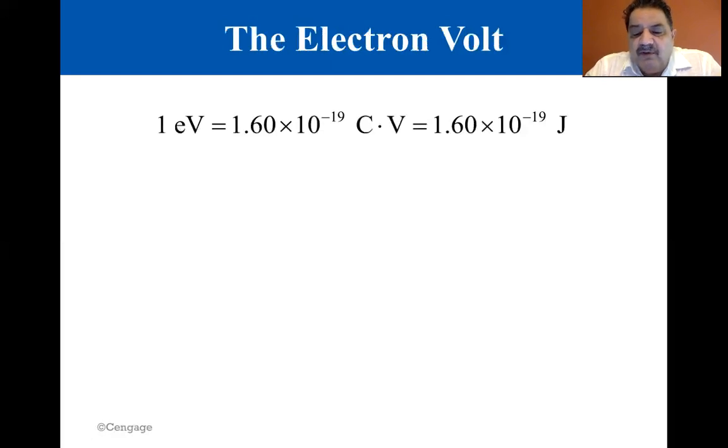The electron volt is defined as the kinetic energy that an electron gains when accelerated through a potential difference of 1 volt. Let's remember that. The electron volt is defined as the kinetic energy that an electron gains when accelerated through a potential difference of 1 volt.